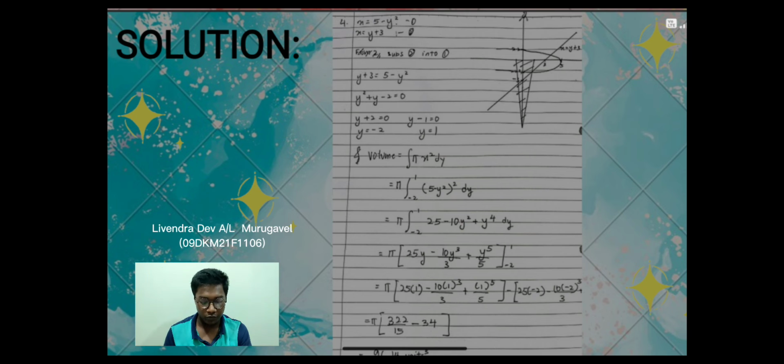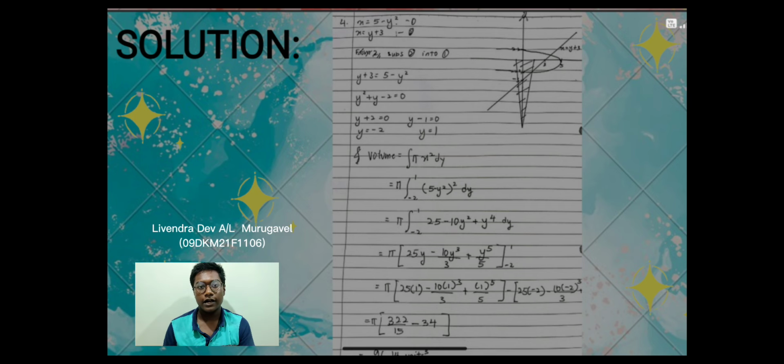Integrate between the 2 points, which would be -2 and 1, of pi x squared dy. Then I substituted the equation of the curve into the formula, which would be 5 minus y squared, and then I squared it, with dy, and I took the pi outside.